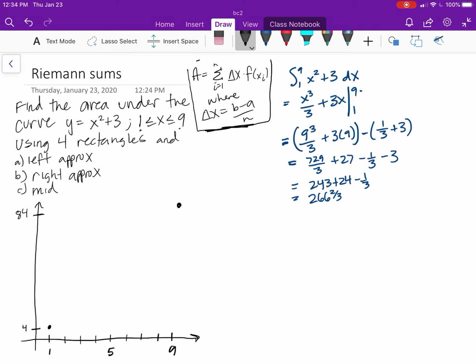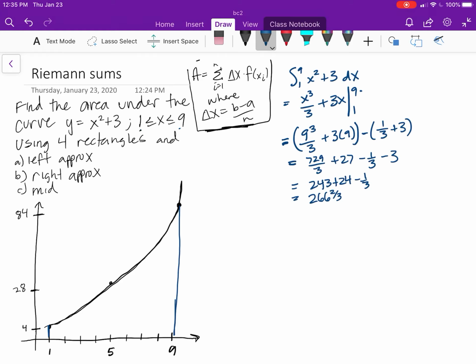Let me fill in one more point here. Let's say 5. 5 squared, 25 plus 3, 28. We'll say that's somewhere around here. Again, not to scale. I know this would be a parabola and it would be much steeper, something like that. And it crosses at 3. I don't really need that though, because what we're doing is finding the area contained within that.